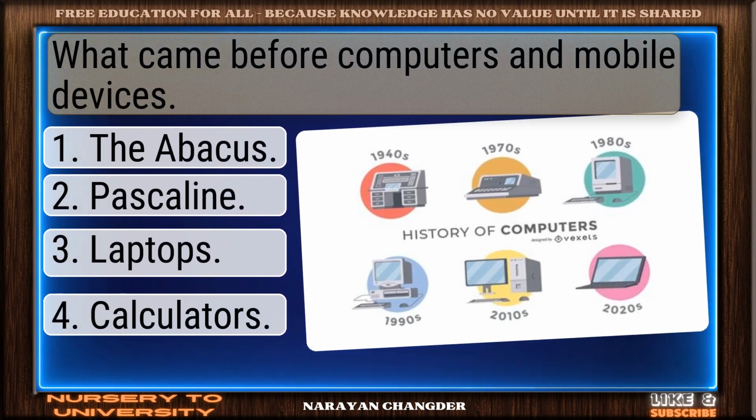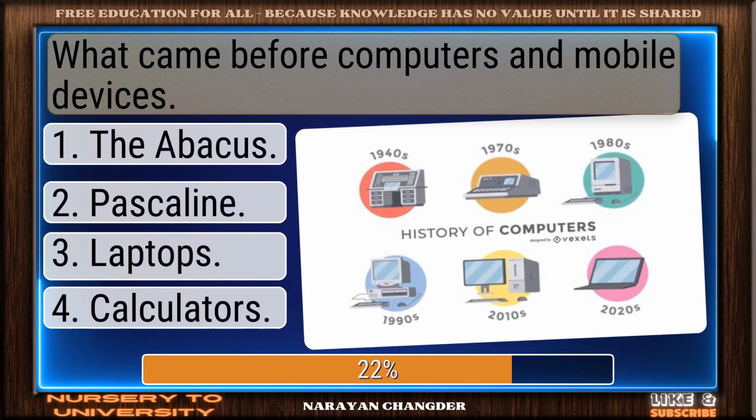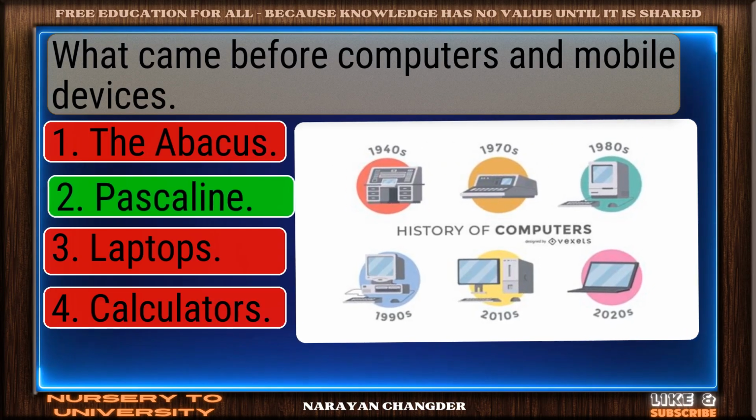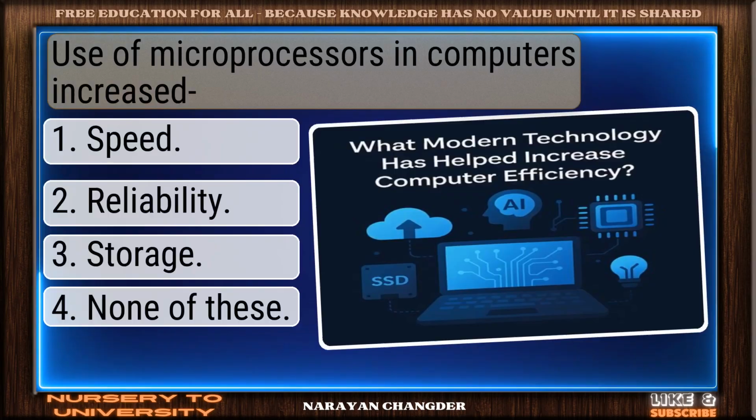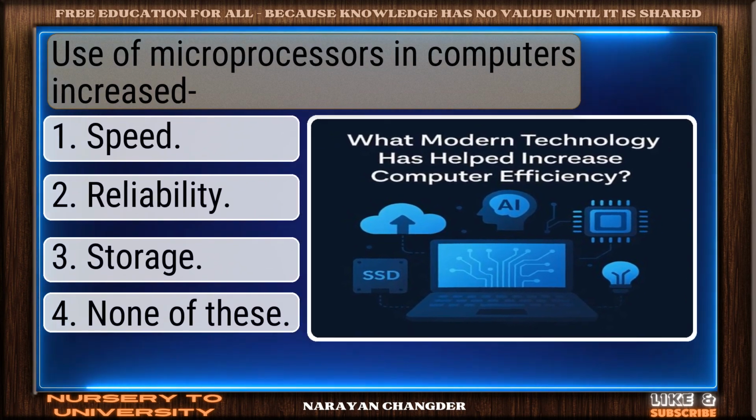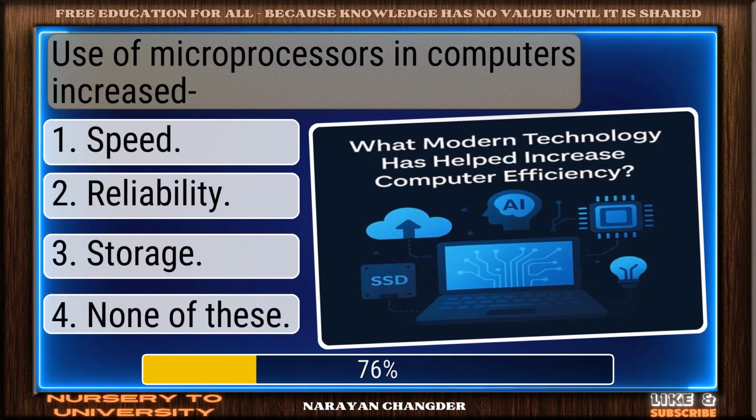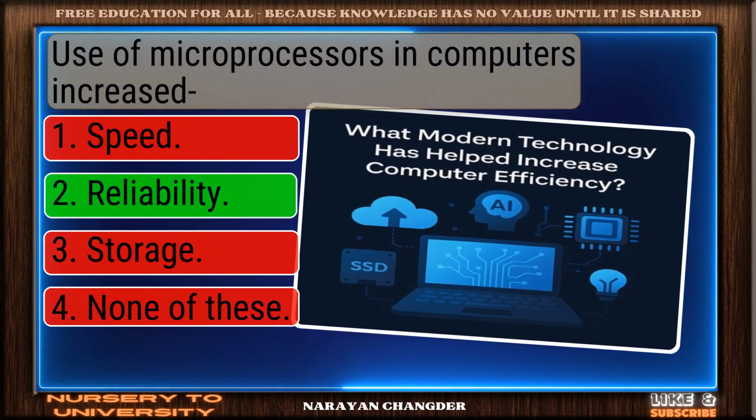Question number 25. What came before computers and mobile devices? You chose Pascaline, and it is correct. Question number 26. Use of microprocessors in computers increased. Nicely done. Reliability is a solid answer.